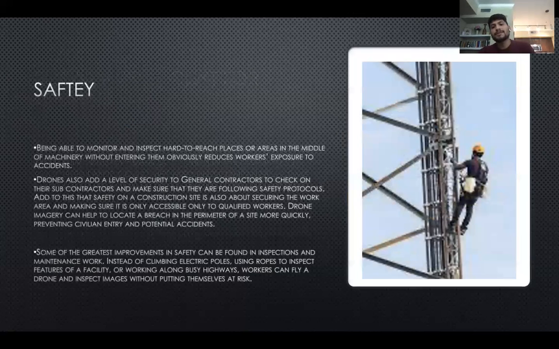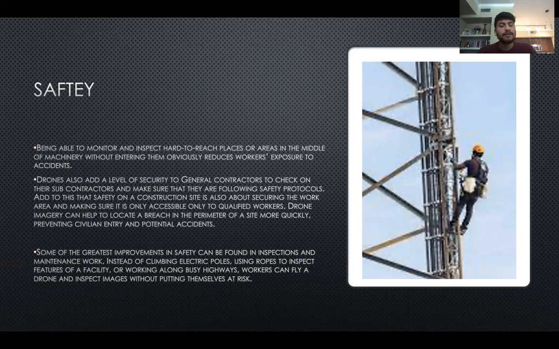So safety. Being able to monitor and inspect hard to reach places or areas in the middle of machinery without entering them obviously reduces workers' exposure to accidents. That's what I was talking about before with the elevator shaft. Drones are also an added level of security for general contractors to check on their subcontractors and make sure they are following safety protocols. Add to that, safety on a construction site is also about securing the work area and making sure it's only accessible to qualified workers.